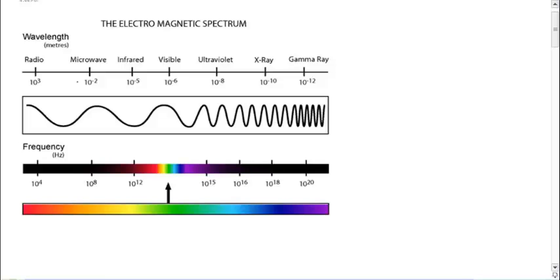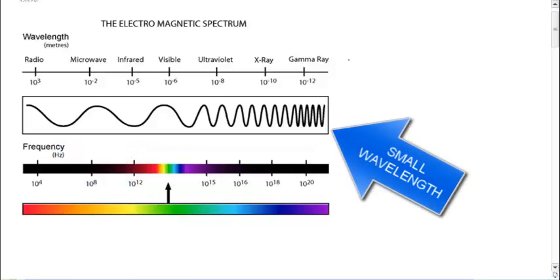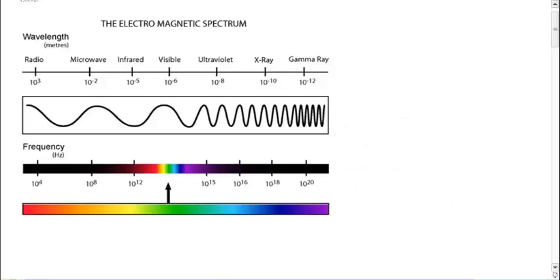The only thing that makes radio waves different from microwaves, different from X-rays, is their size. Radio waves have much longer wavelengths, which means they also have a lower frequency, whereas gamma rays have a much shorter wavelength, but a much higher frequency. Visible light, you might remember, is only a tiny little portion of the electromagnetic spectrum.